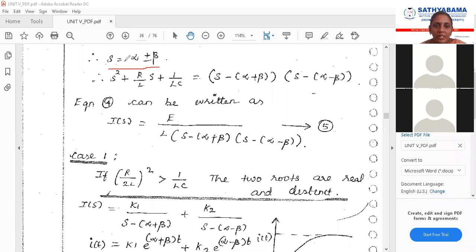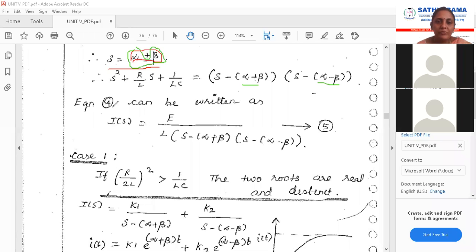Now, if the roots are going to be alpha plus or minus beta, then I can write it as S minus (alpha plus beta) or S minus (alpha minus beta), right? I'm going to assume this as the first root. Please listen, alpha plus beta is the first root, and alpha minus beta is the second root. So 2 roots: S minus (alpha plus beta) and S minus (alpha minus beta).